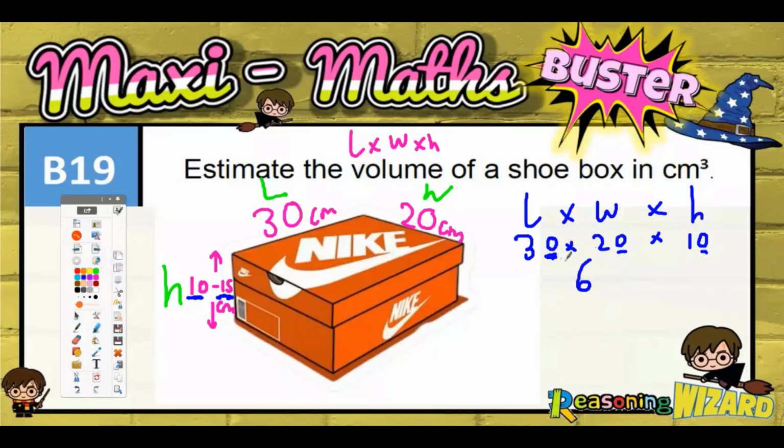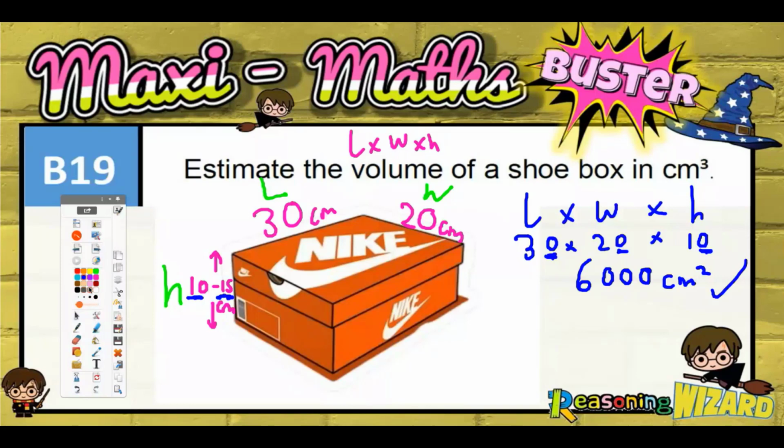And then we've forgotten about 1 zero, 2 zeros, 3 zeros. So we just have to add 3 zeros onto the end of this. So 30 times 20 times 10 is actually 6,000 centimeters cubed. And that would be a very good estimate, 6,000 centimeters cubed.